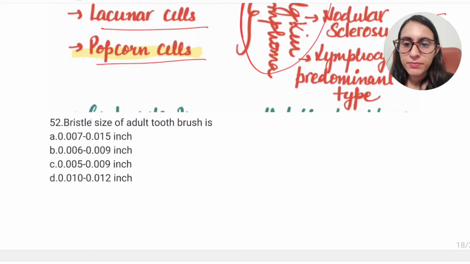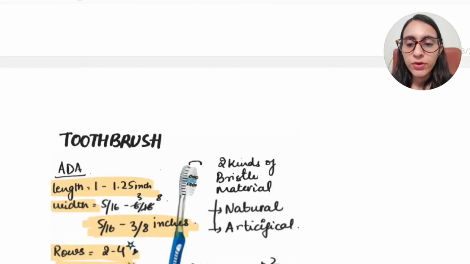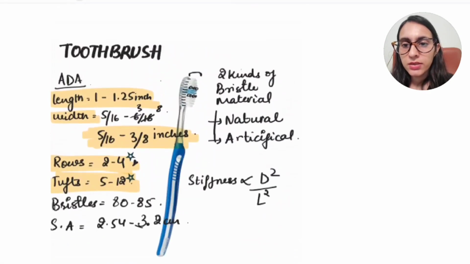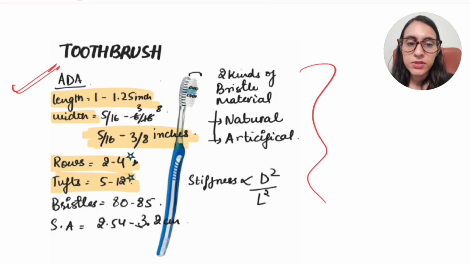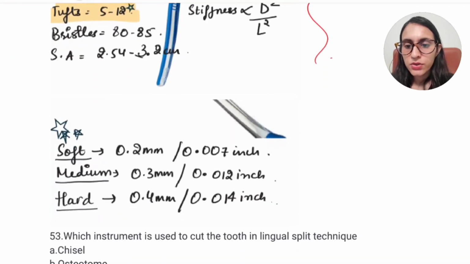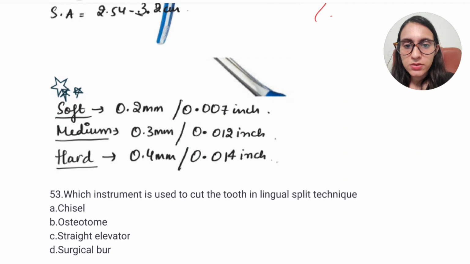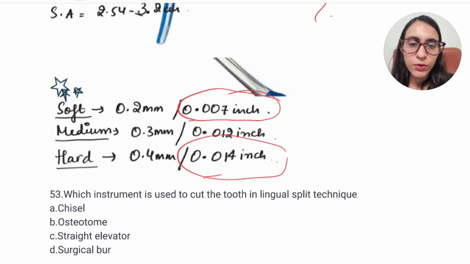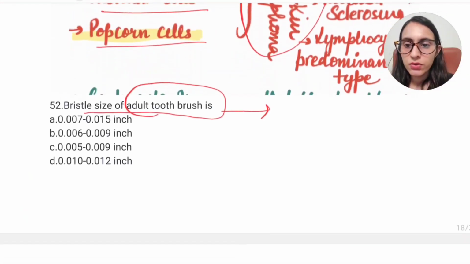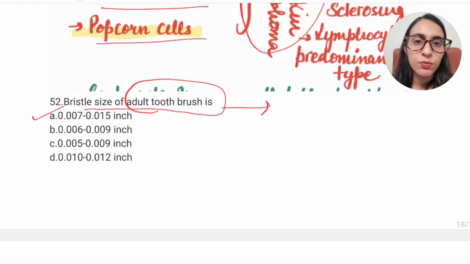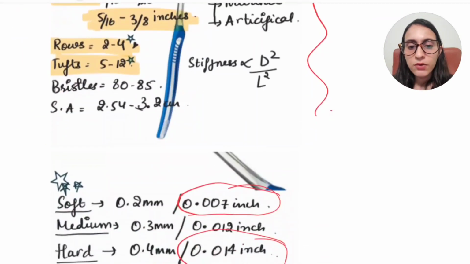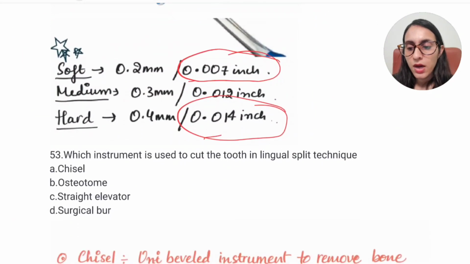Now coming to the next question, bristle size of an adult toothbrush. This we have also covered in the perio crash course lecture. These are the ADA specification numbers. We don't have time to discuss all this, so coming to the point, for the adult toothbrush from soft to hard bristle it is 0.007 to 0.014 inch. So the answer to this question is going to be 0.007 to 0.015 inch, the bristle size of the adult toothbrush from soft to medium to hard brush.